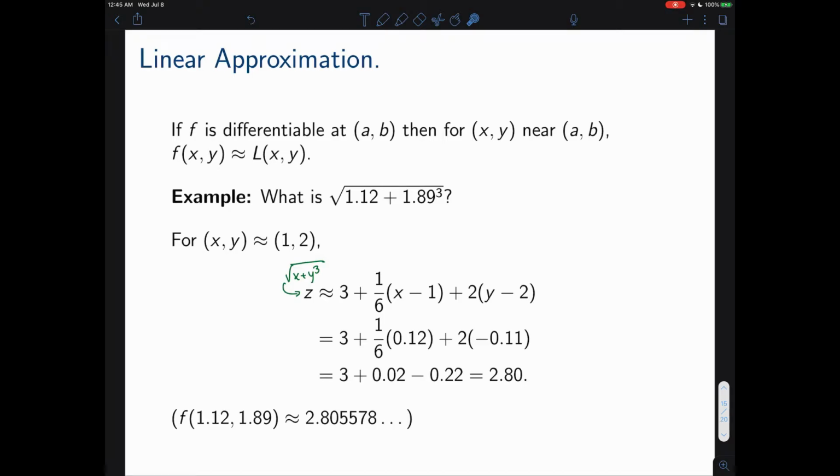I guess in some philosophical sense, this calculator value is not really an exact answer either, right? Because the calculator is only going to give us a finite number of decimal places. Maybe it'll give us 10 or 15 or 20 decimal places or whatever, but it's still only an approximation.